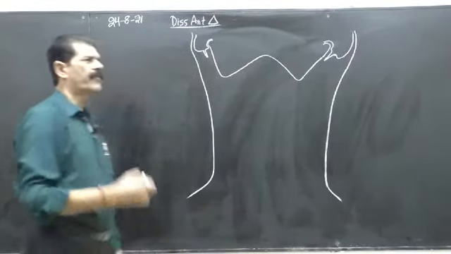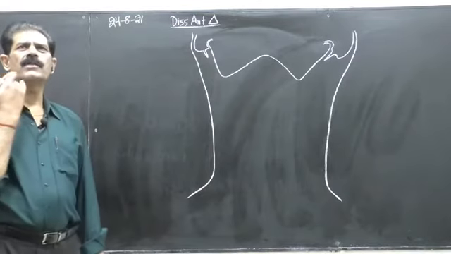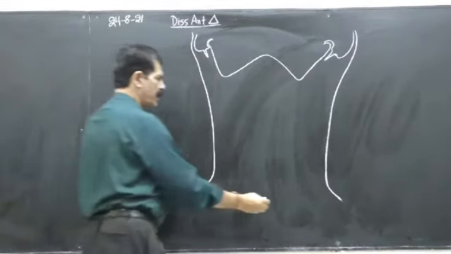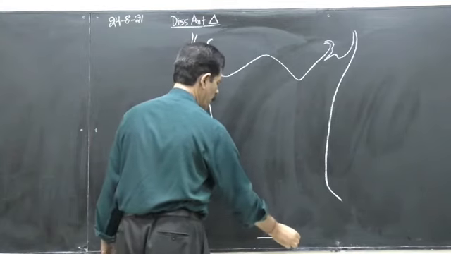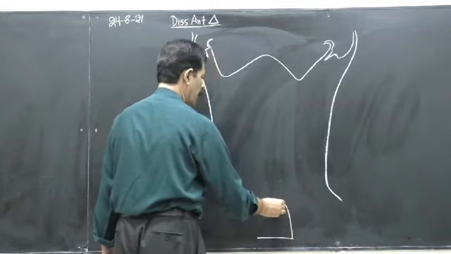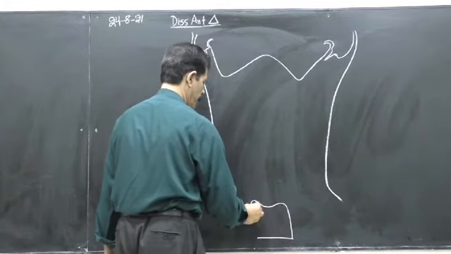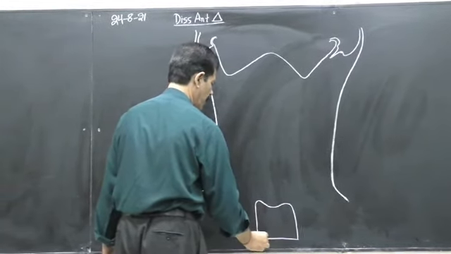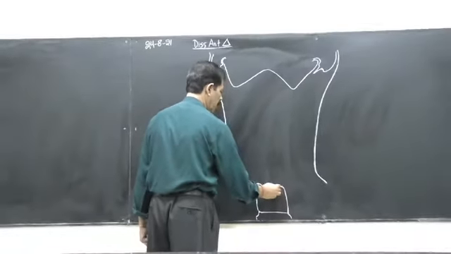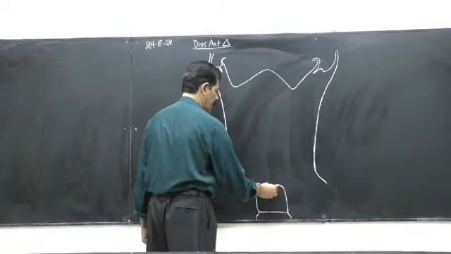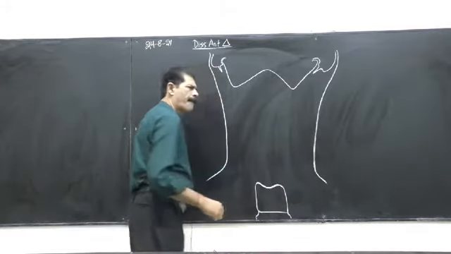So the neck starts from the lower border of the base of the mandible and it ends below at the sternal notch, the upper border of the manubrium sterni. We have done the thorax. We know what is the name. This is the sternal notch. It is not straight. It is slightly concave.